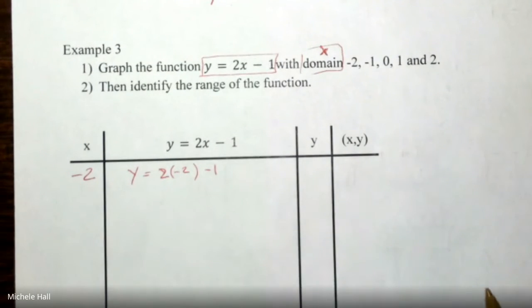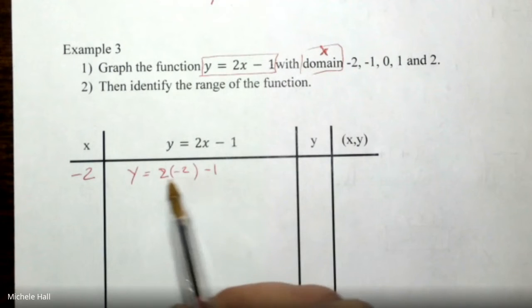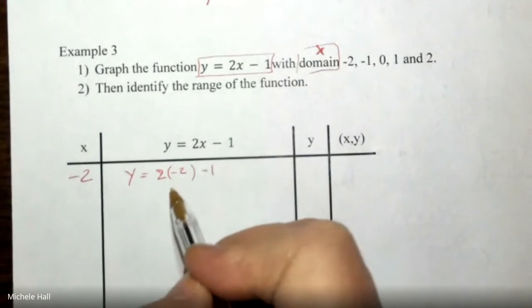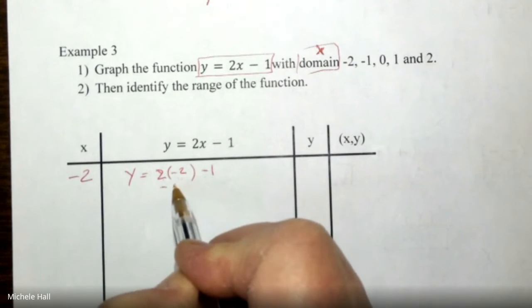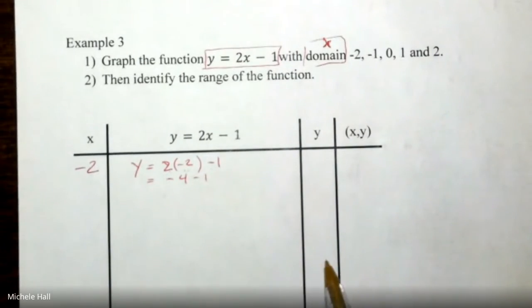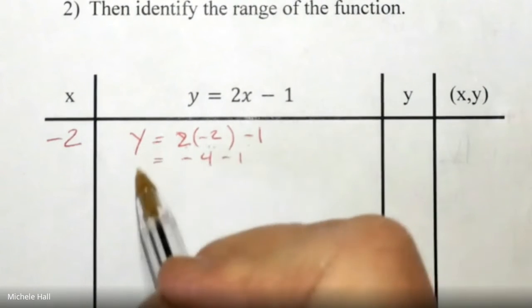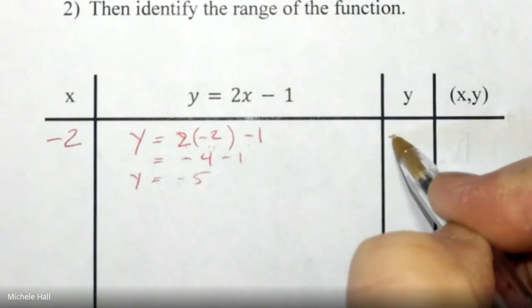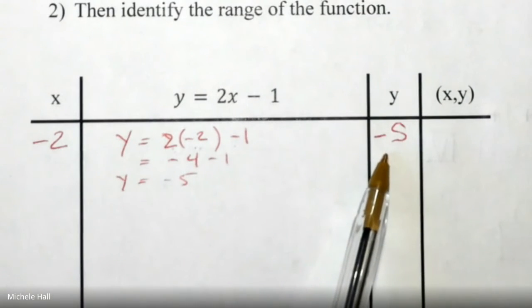Remember, we're looking for x, y all the time to be able to graph. Where do I start first, with subtraction or multiplication? Multiplication. What is 2 times -2? -4. We still have a -1. What's -4 and -1? -5. So we get that y equals -5, and I'm going to put that in the column. When x is -2, we found out that y was -5.